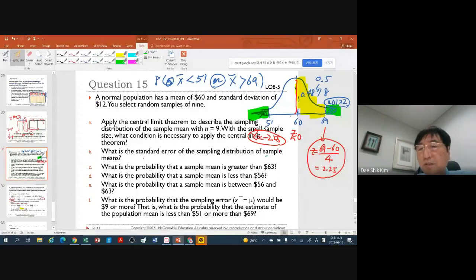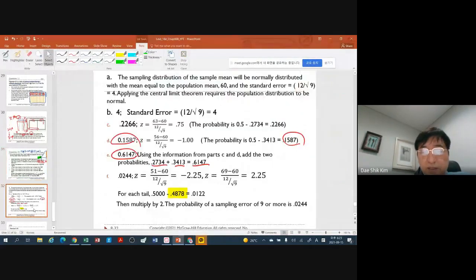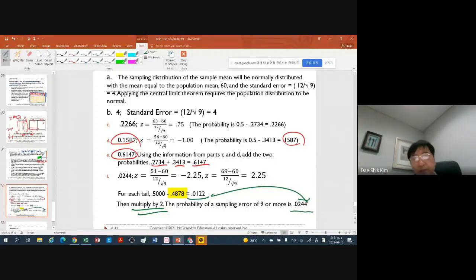Then 0.0122 multiplied by 2 will be the answer. We calculate first, and then multiply by 2, and the result is 0.0244.